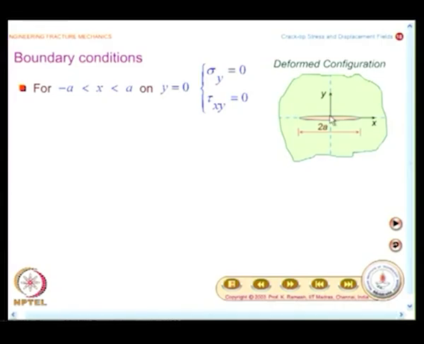See, what you should not confuse is, I have shown this as a curved surface, but I have written the equation for the boundary conditions as minus a to plus a on y equal to 0. That means I am considering this still as a straight line for writing the boundary condition. This we are justified because we are looking at small deformation. And what are the other boundary conditions?